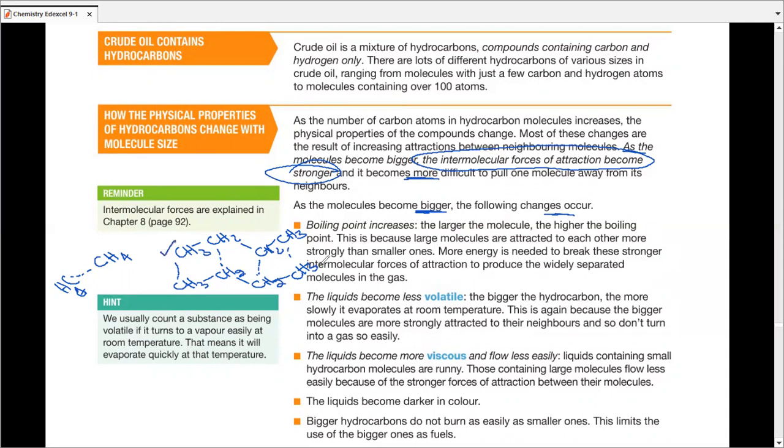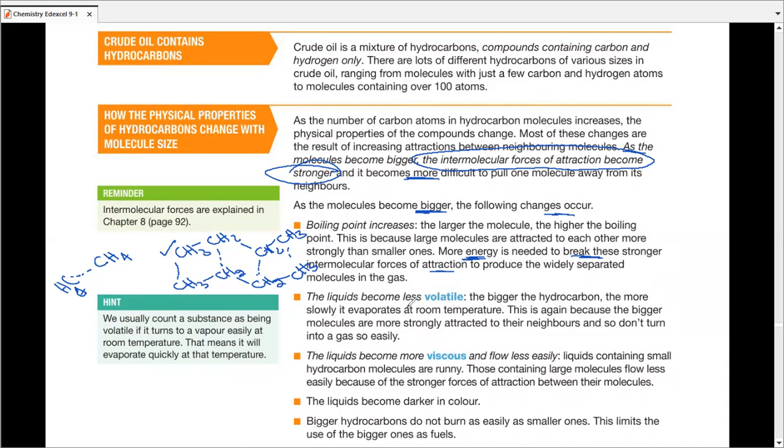This drawing is going to help you a lot. You can see the larger molecules, and even this is not a larger molecule, it's just an example for comparison. Don't forget, we have molecules that have over 100 carbon atoms at a time. So, of course, there are going to be hundreds of attraction points between one another. Of course, the amount of energy required to break these strong intermolecular forces of attraction is going to be pretty huge. So that's why the boiling point increases for larger molecules.